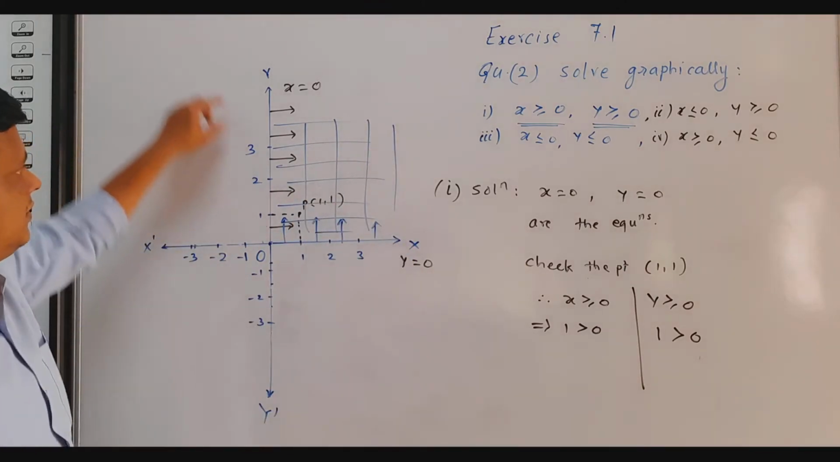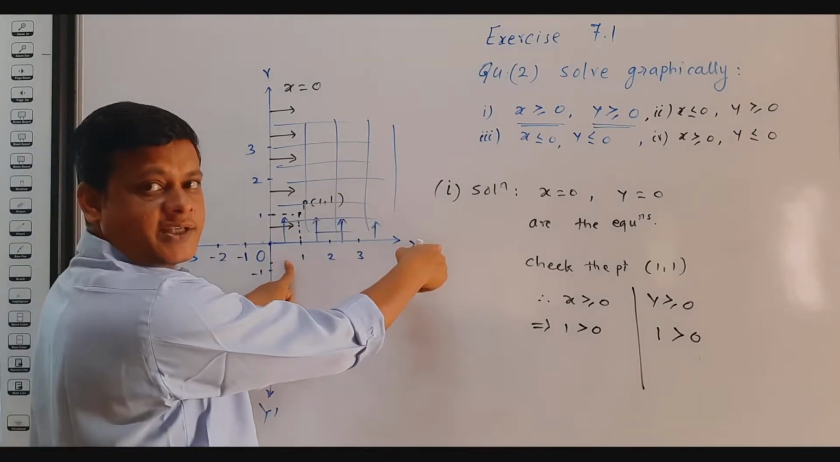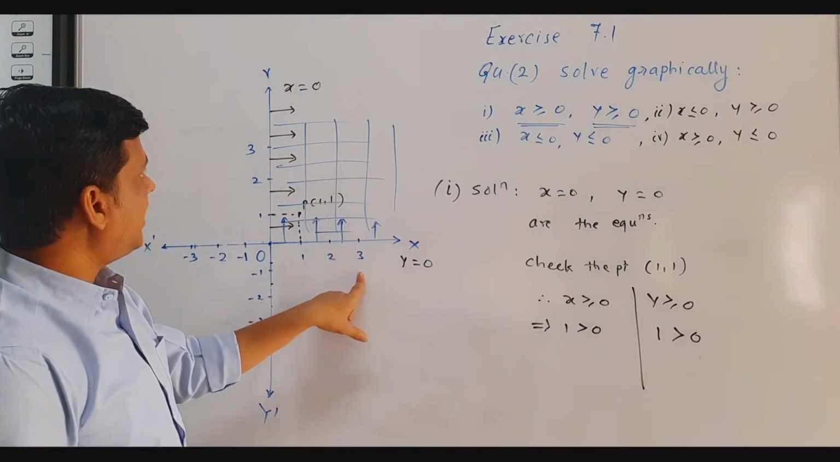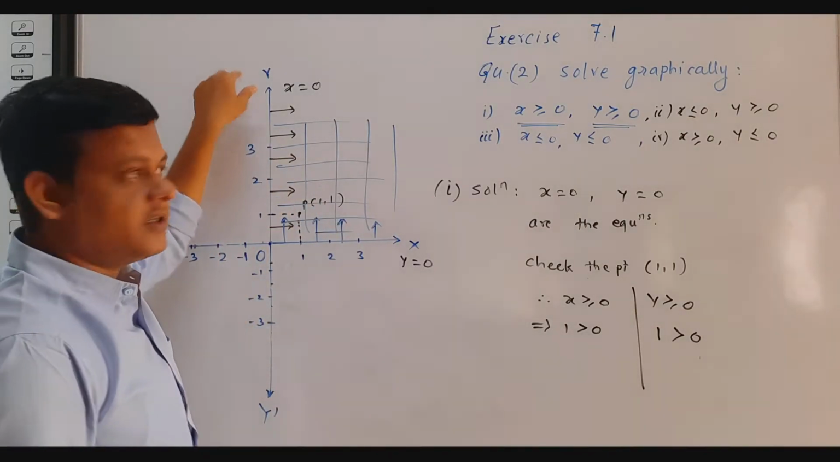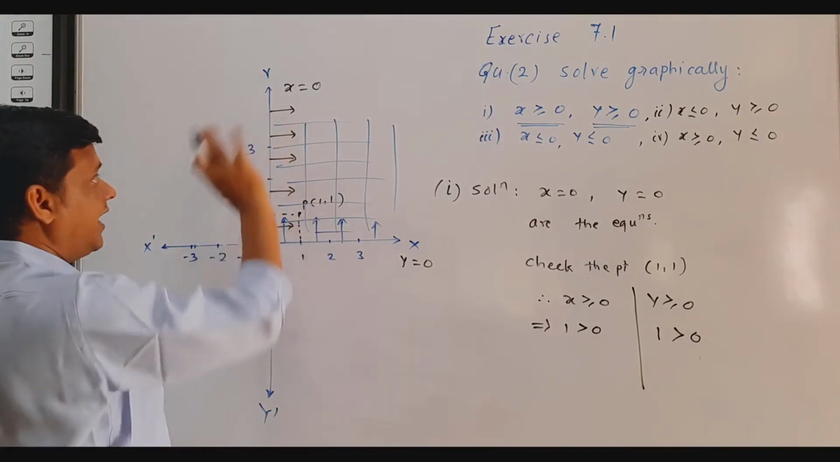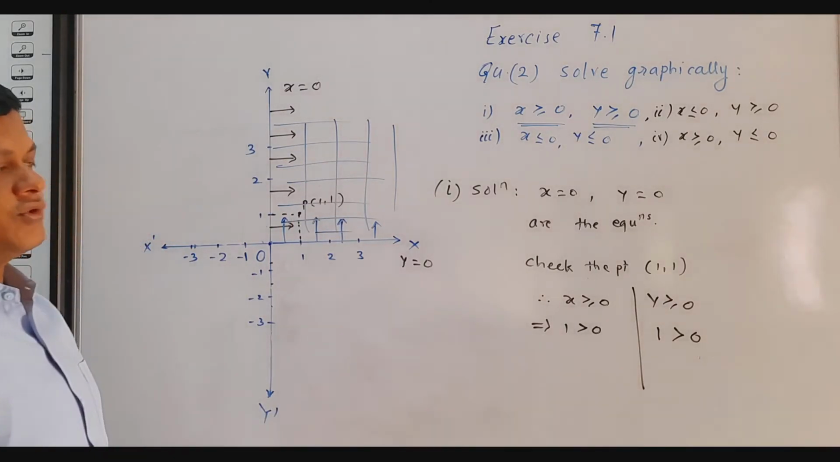So this positive y-axis, this positive x-axis, and the region between this positive x-axis and positive y-axis is our graphical solution. That means this positive x-axis and positive y-axis are also included in the graphical solution.